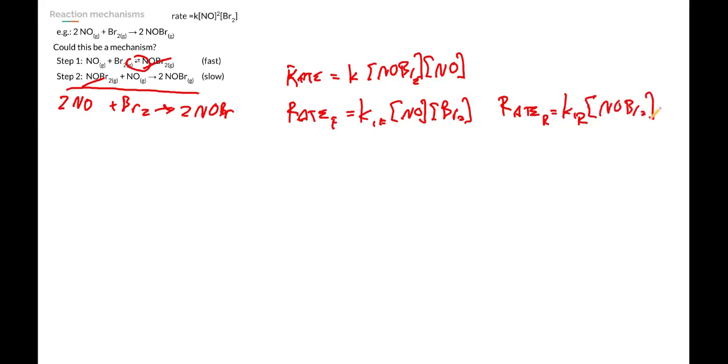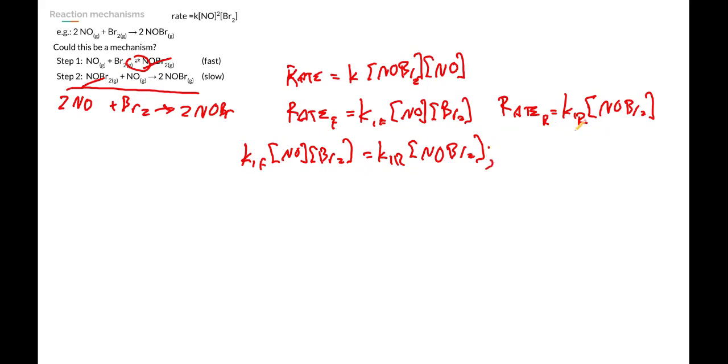Because this step is going forward and backwards at the same rate, the forward rate equals the backwards rate, which means K1 forward times concentration of NO to the 1 power times concentration of Br2 to the 1 power equals K1 reverse times concentration of NOBr2. And what we really want to do is get rid of concentration of NOBr2 in our rate law for the second step. So let's solve for it.